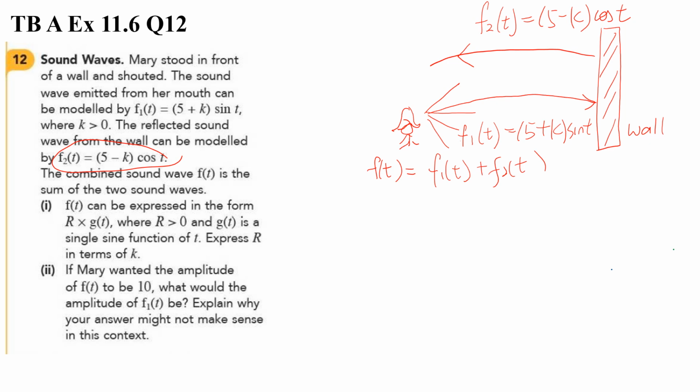To make it more complicated, they say that this can be rewritten. When you do some manipulations to f1(t) plus f2(t), you can express it in the form r times g(t), where g is another function, a single sine function, and r is a value that's more than 0. So basically this is what the whole story is about. Let's do part 1 first.